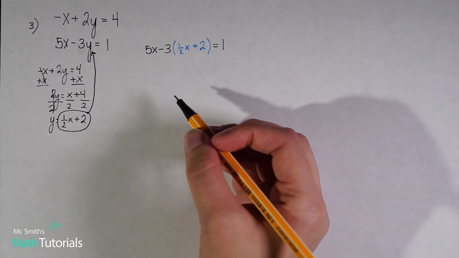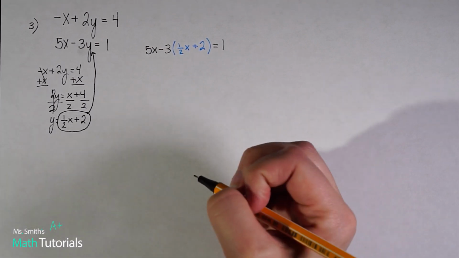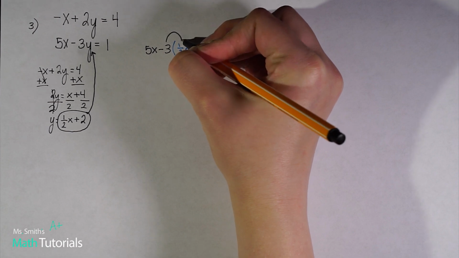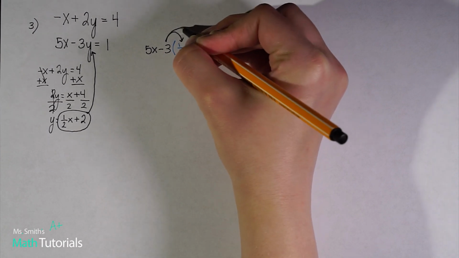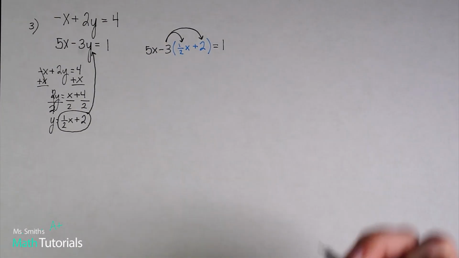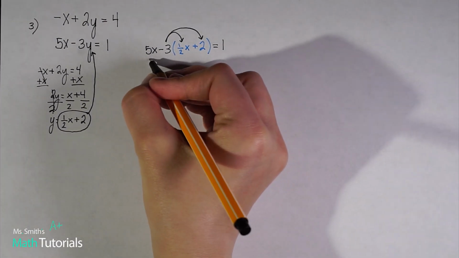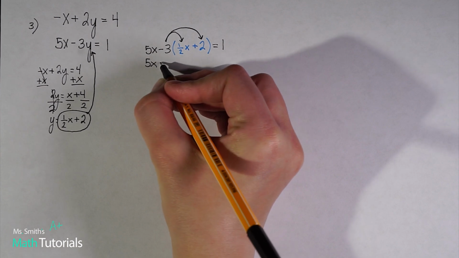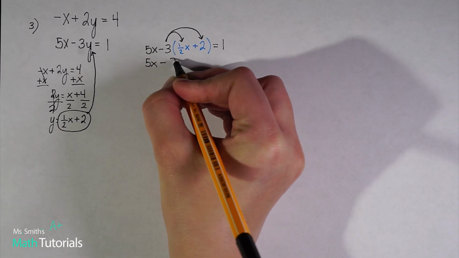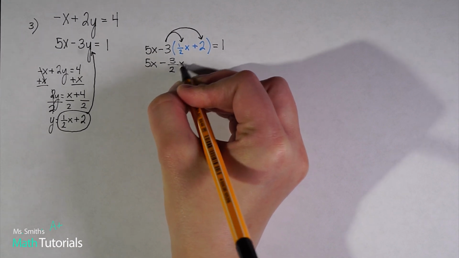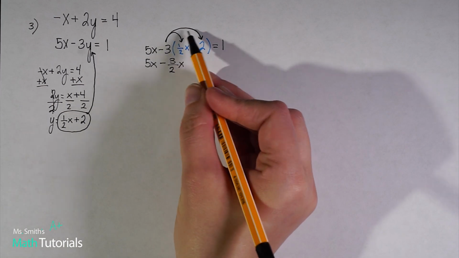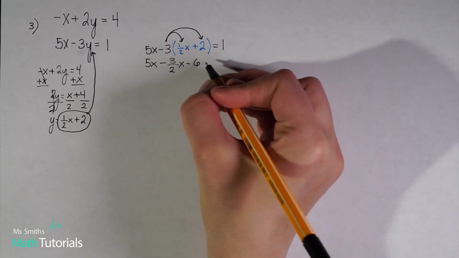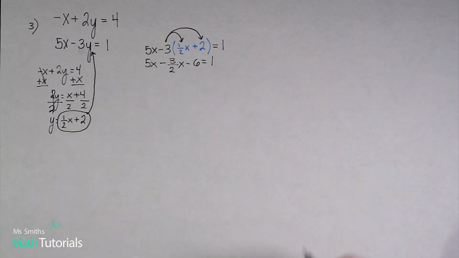So we know the first step of solving is get rid of any parentheses that you might have. So I'm going to need to distribute this -3 throughout that whole parenthesis set. So I get 5x. -3 times 1/2 is going to be -3 over 2x. And -3 times positive 2 is going to give me -6 equals 1.